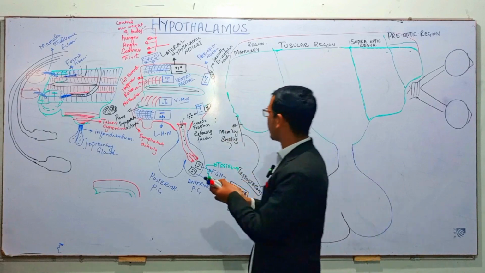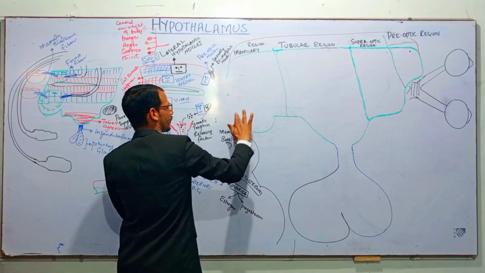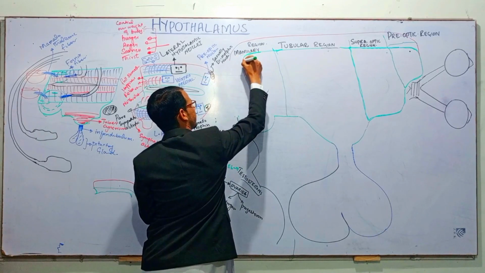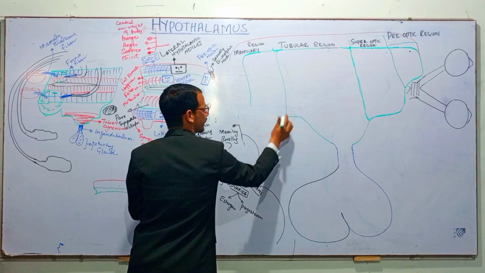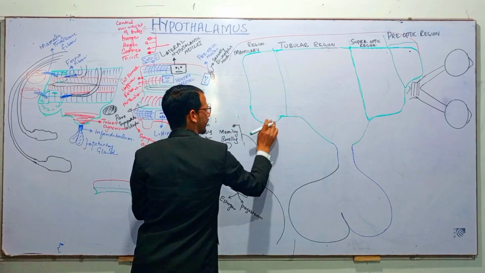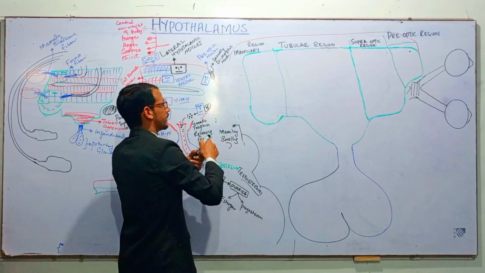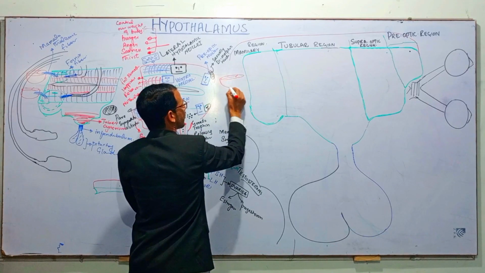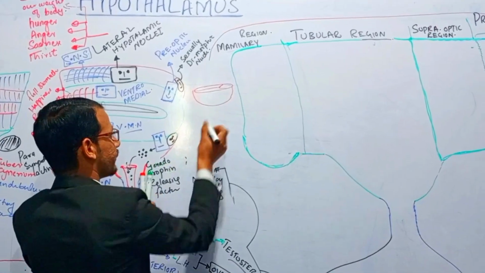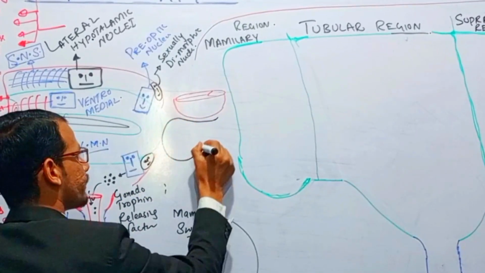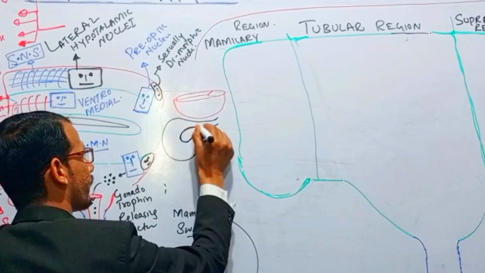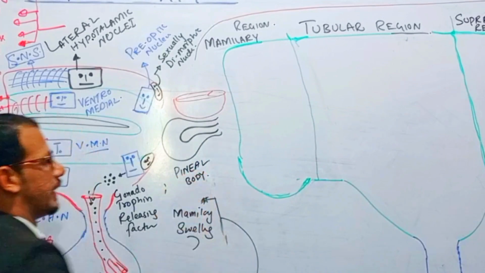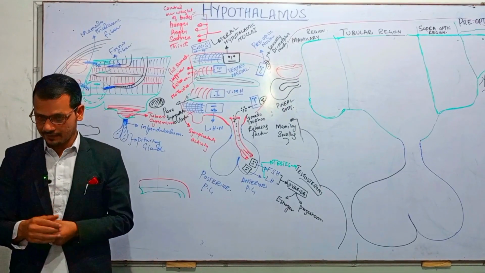In the midbrain we have which gland? The pineal gland. For example, this is the last portion, the mammillary portion, and here we have the thalamus. First we have the thalamus, and also we have this pineal body or pineal gland. Right? All these things are interconnected.